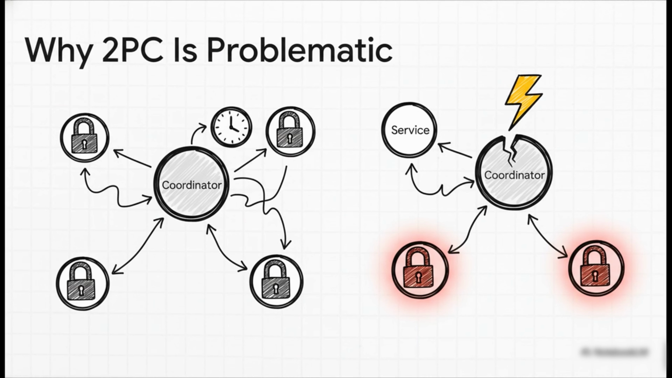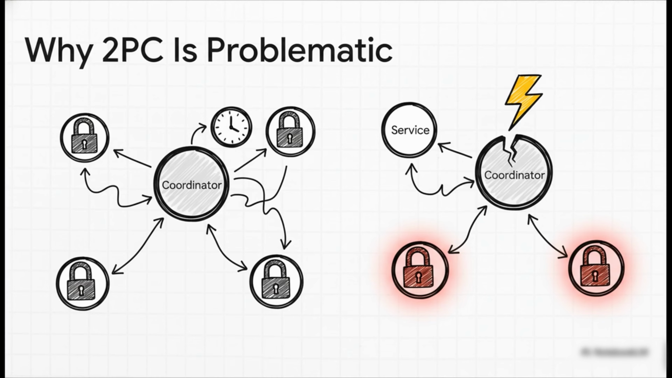And here's why that cost is just too high for the apps we use today. 2PC is what we call blocking. While that coordinator is asking every service for permission, all of those services are just frozen, locked up, waiting. This creates huge delays. It's slow. And even worse, that coordinator, the traffic cop, is itself a single point of failure. If it goes down in the middle of a transaction, the services can be left locked and stuck forever.